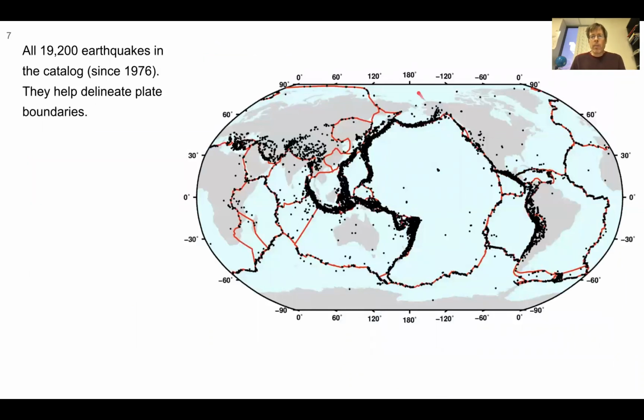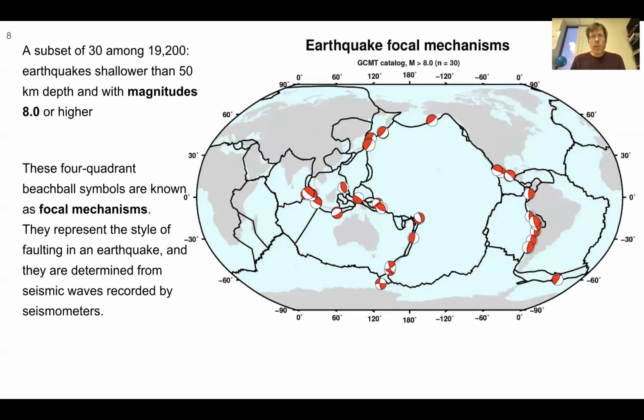We step back to our global evidence for plate tectonics. We're reminded, if we look at the full catalog here of 19,200 earthquakes, magnitude 5.5 and greater, these help delineate the plate boundaries. It's the single most important data set for delineating these plate boundaries, as you can see here. If we look at a subset of these 19,200 earthquakes, here are the 30 earthquakes that are shallower than 50 kilometers depth and with magnitudes 8.0 and higher.